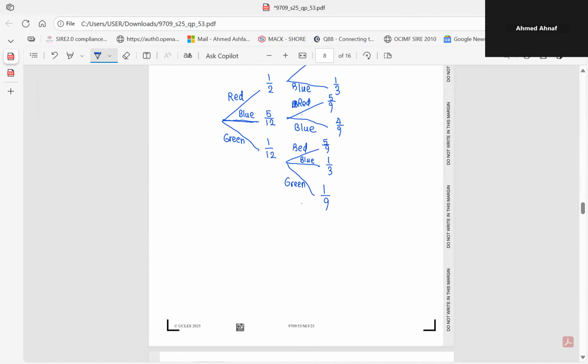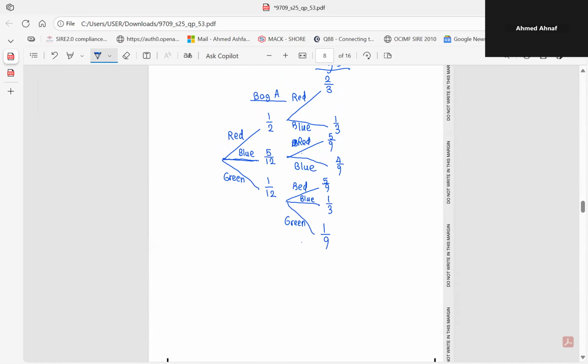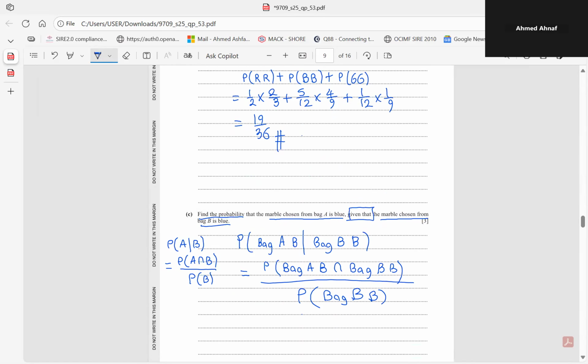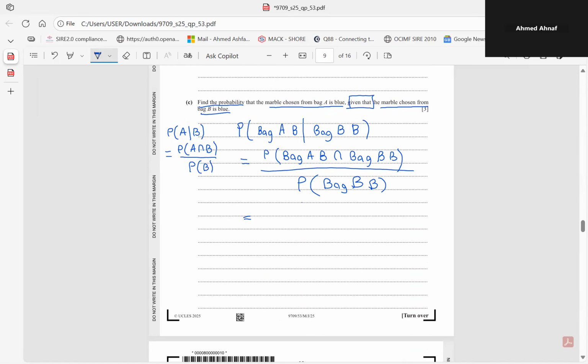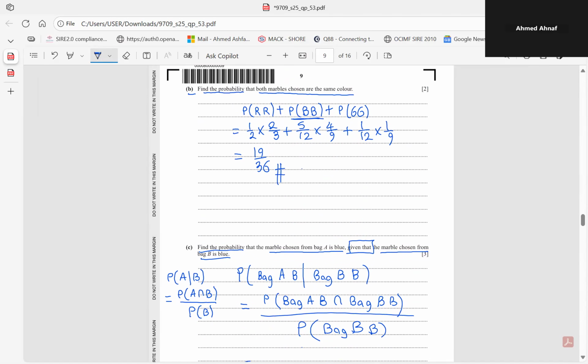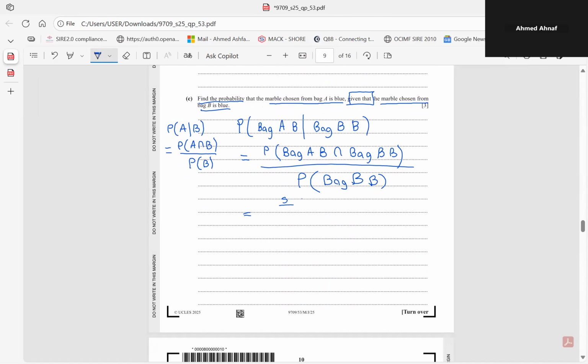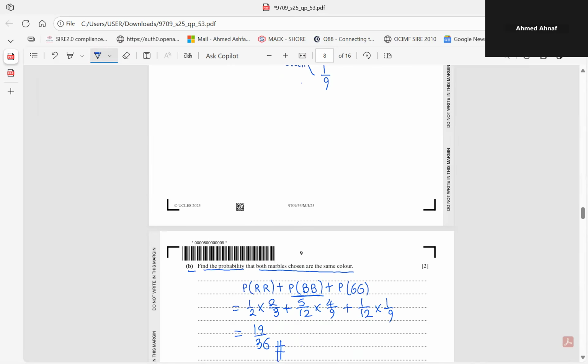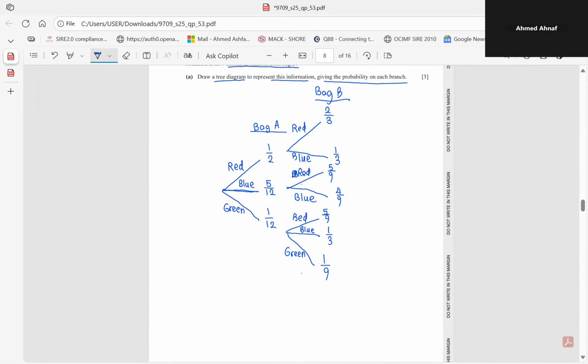So for the tree diagram, it can either be red blue, or blue blue, or green blue. To find the numerator, you just have to take the probability of BB, which we found in our previous part, 5 over 12 times 4 over 9. So 5 over 12 times 4 over 9, divided by the probability that the marble from bag B is blue. So it could either be that the marble from bag A is red and blue, or both could be blue, or it could be green and blue.